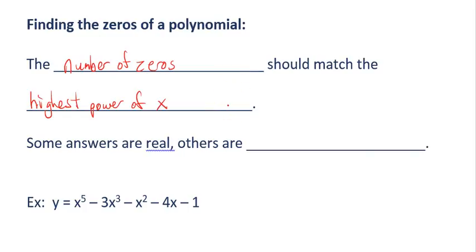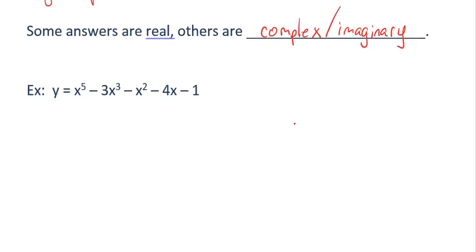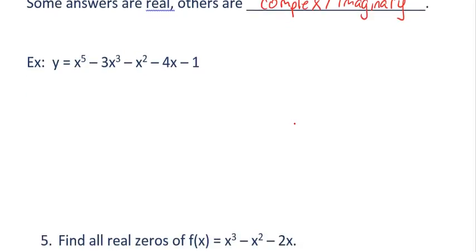Now, the thing is, not all of those are going to cross the x-axis. You've seen parabolas that don't cross the x-axis at all, and that's because there are real answers, which are places that we cross the x-axis, but there are also what's called complex or imaginary answers. And we're going to deal with those more later. Those are the i's that you probably talked about in a previous math class. So those can be answers. Today we're going to focus on the real answers.